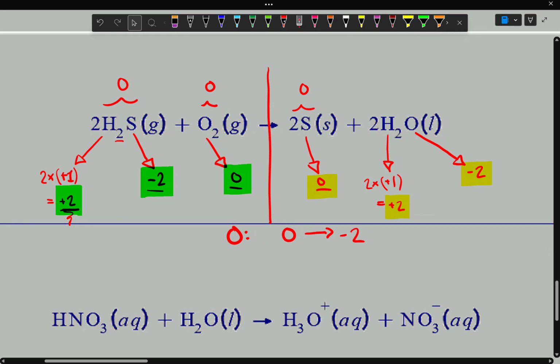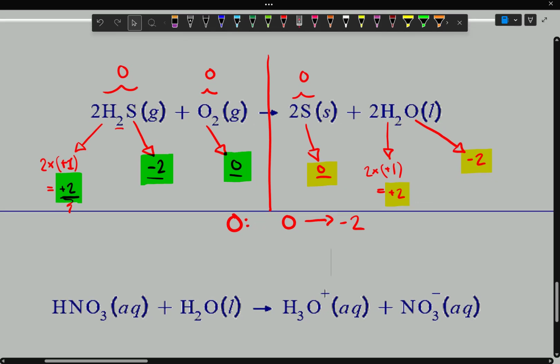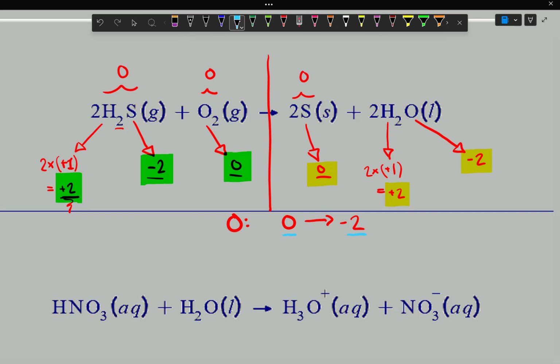So the key to remembering this is that 0 is a larger number than -2. So you can think of this change as oxygen being reduced. Let me choose a better color. Oxygen being reduced, because we're going from a 0 to a -2, a smaller number.